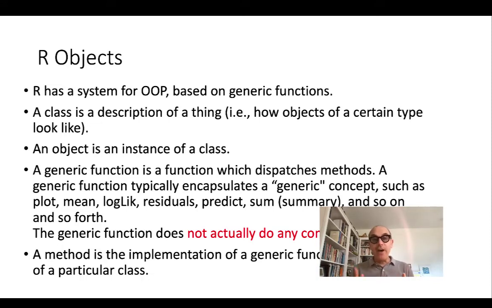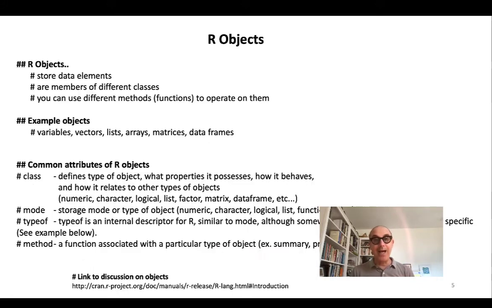The generic function does not actually do the computation. And that's a really important thing that I want you to understand. It does not, but it gives us a slide or a bridge in order for us to do that. So a method, the implementation of a generic function, is an object of a particular class.